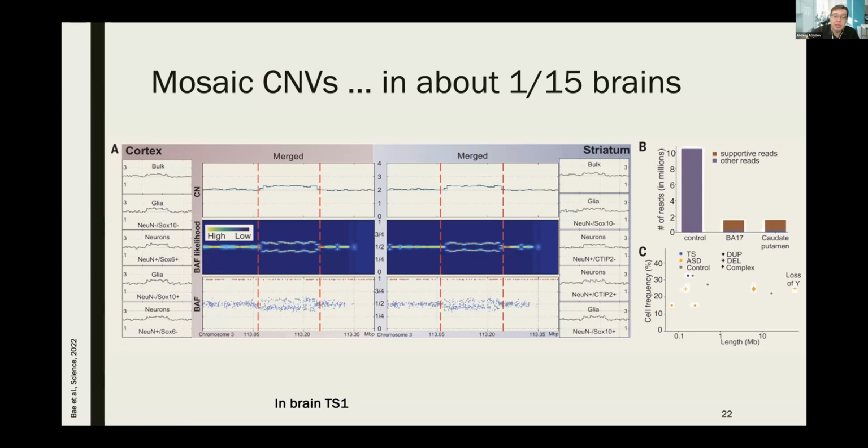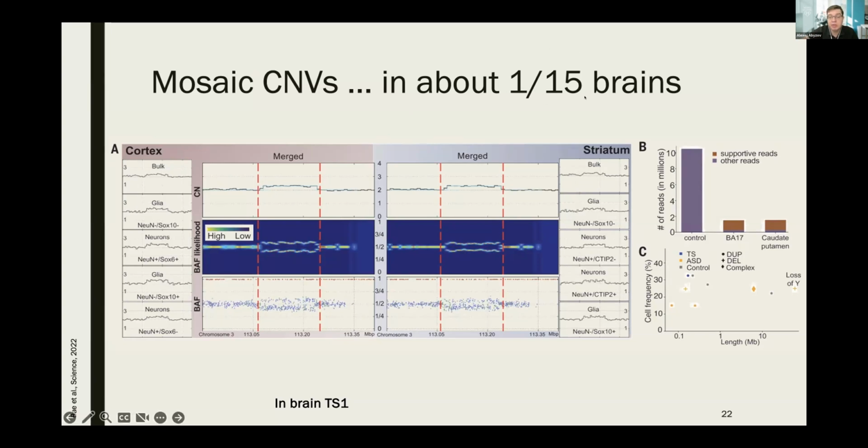Our interpretation of this is that because it's present in two brain regions, very likely this is a CNV that happened during development. As I said, maybe you remember from one of the first slides, if it happens relatively early, it will be present across multiple cell types and tissues. That's our interpretation here: it's developmental. And typically we find only developmental CNVs in about 1 out of 15 brains.